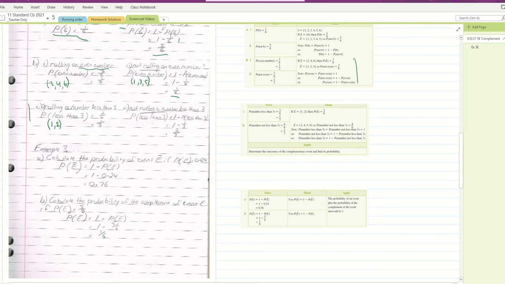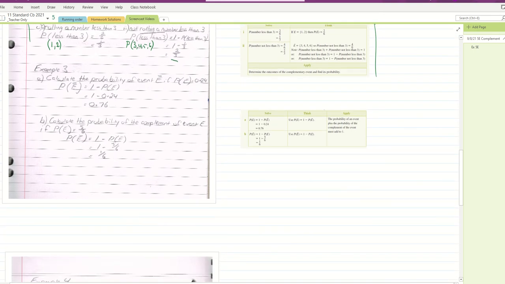The probability of not rolling a number less than 3 is the complement of that, which is rolling a number 3, 4, 5, or 6. We can also work it out as 1 minus the probability of rolling a number less than 3. So that is 1 minus a third equals 2 thirds. And that is written in here as well as far as our thinking and our outcomes.